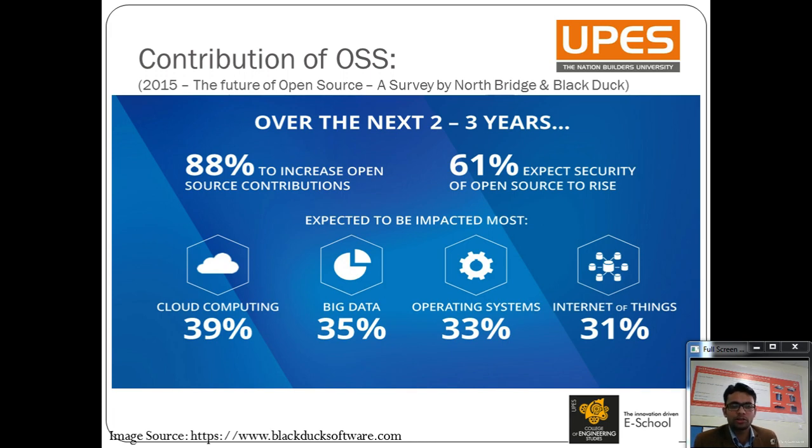So consider the contribution of open source in technology. Any project like Digital India or smart cities, you must have these four technologies: cloud computing, big data, operating systems, and Internet of Things. Without these four technologies, you cannot imagine any Digital India or smart cities concept. And open source is the backbone of these technologies, right?